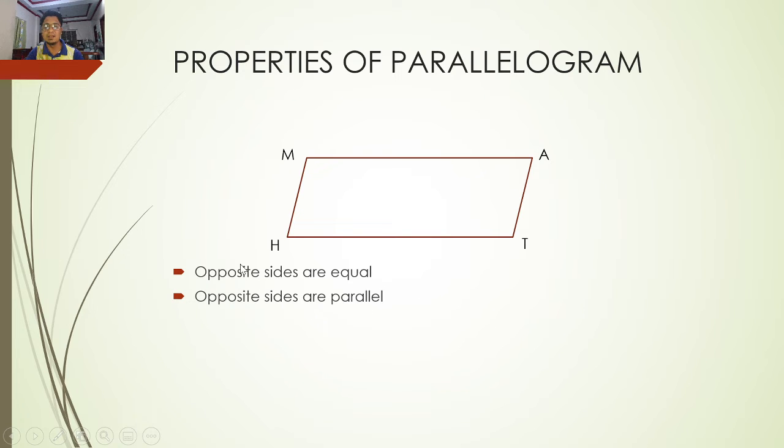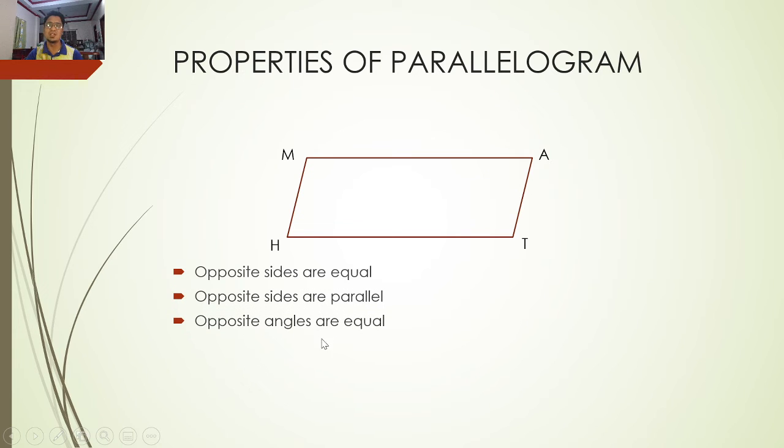In like manner, ito yung pangalawang property, based pa rin doon sa definition mismo natin ng parallelogram, opposite sides are parallel. So MA, ito, parallel sa HT or TH. As I have mentioned, no matter how far you extend them in both directions, opposite directions, hindi magmi-meet itong line na to at saka ito. Okay?